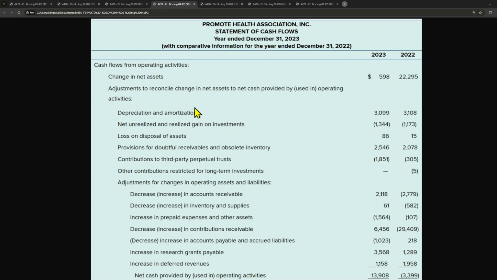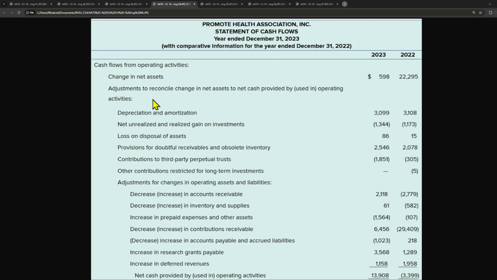So when we look here, we start off just like we would start off with net income on the regular cash flow statement. Here we start off with the change in net assets. And I have to just point out that obviously this particular cash flow statement looks like the normal cash flow statement.